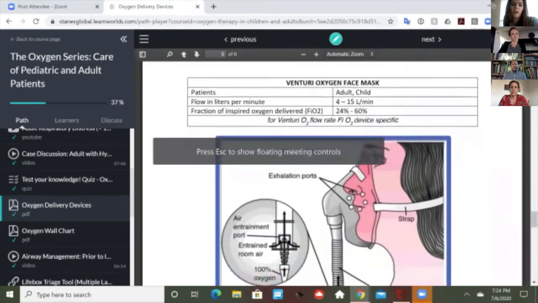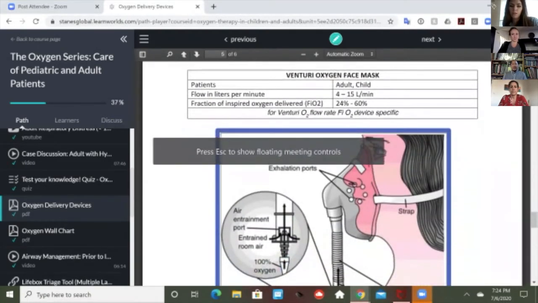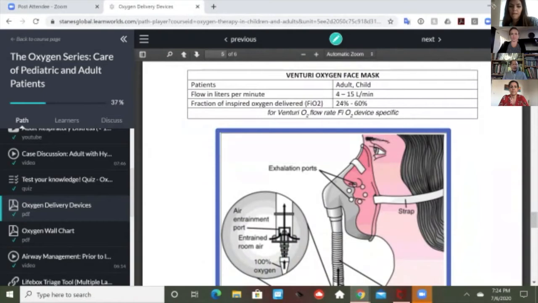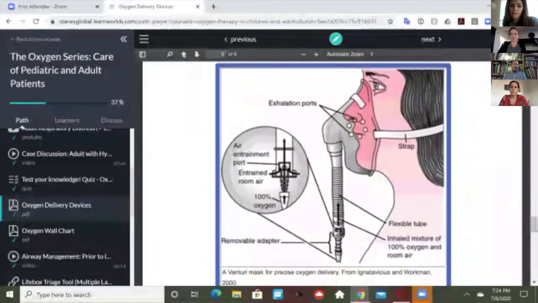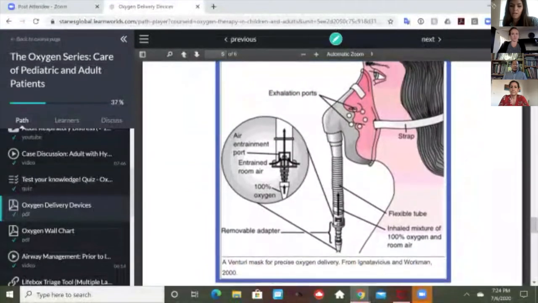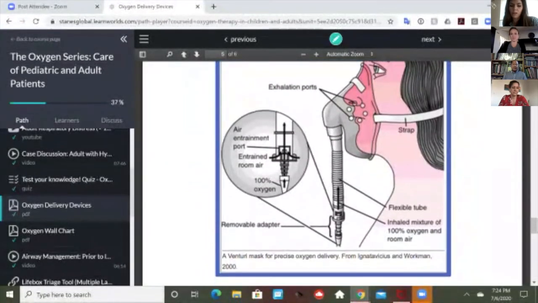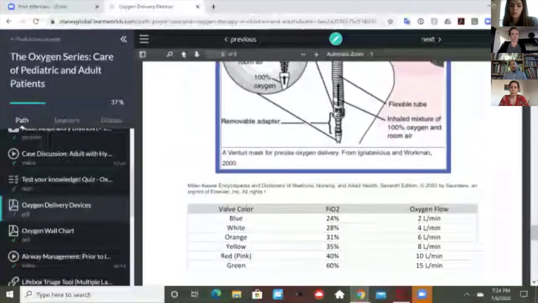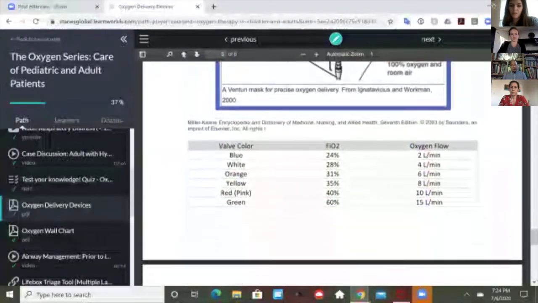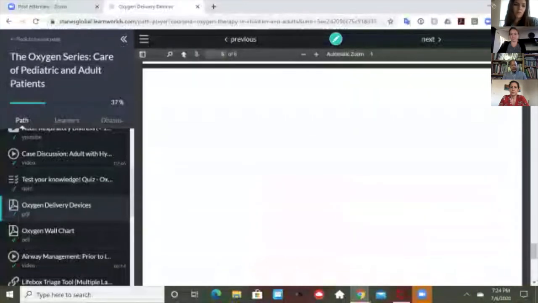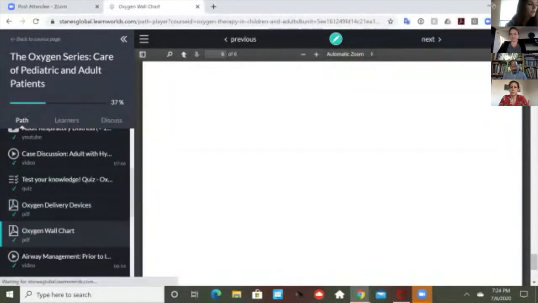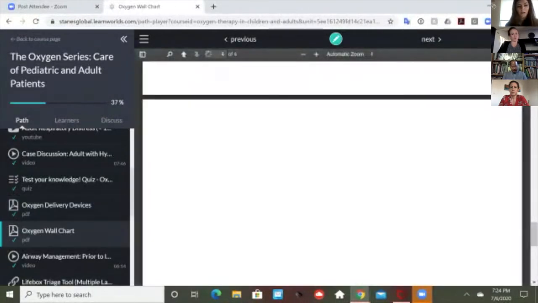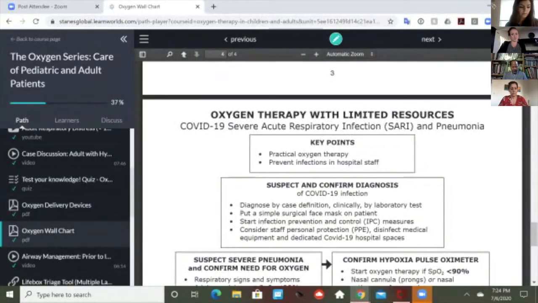Okay, and then we have the Venturi oxygen mask, which can give you a precise amount of oxygen. And then some of the other questions that we got, we can just answer these along the way.